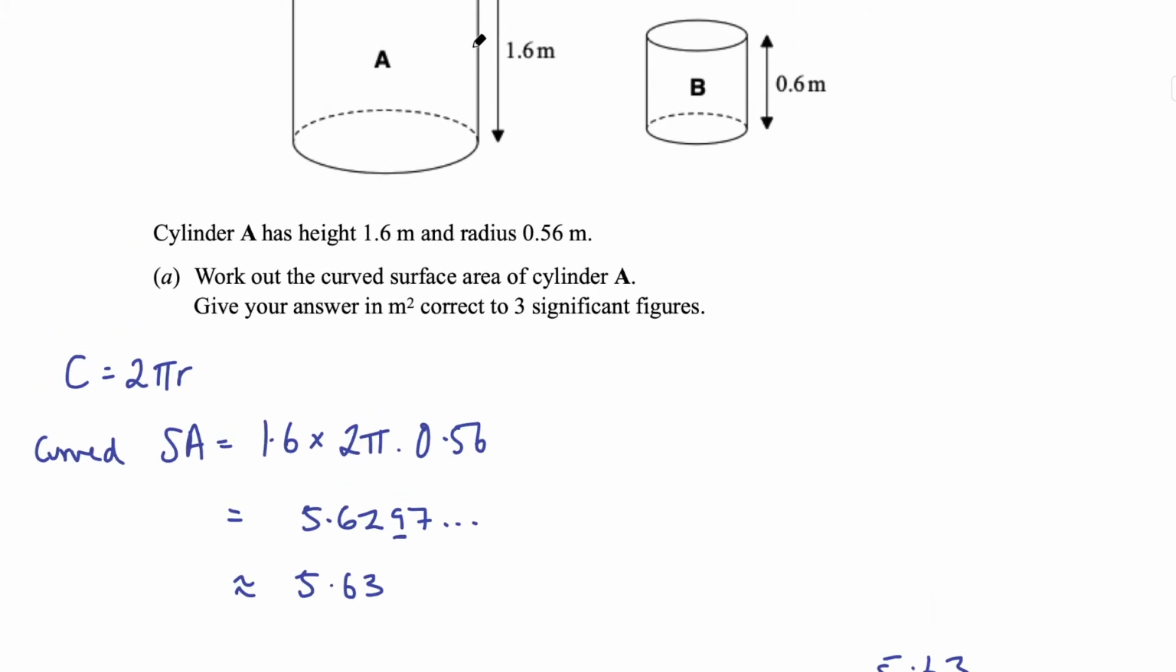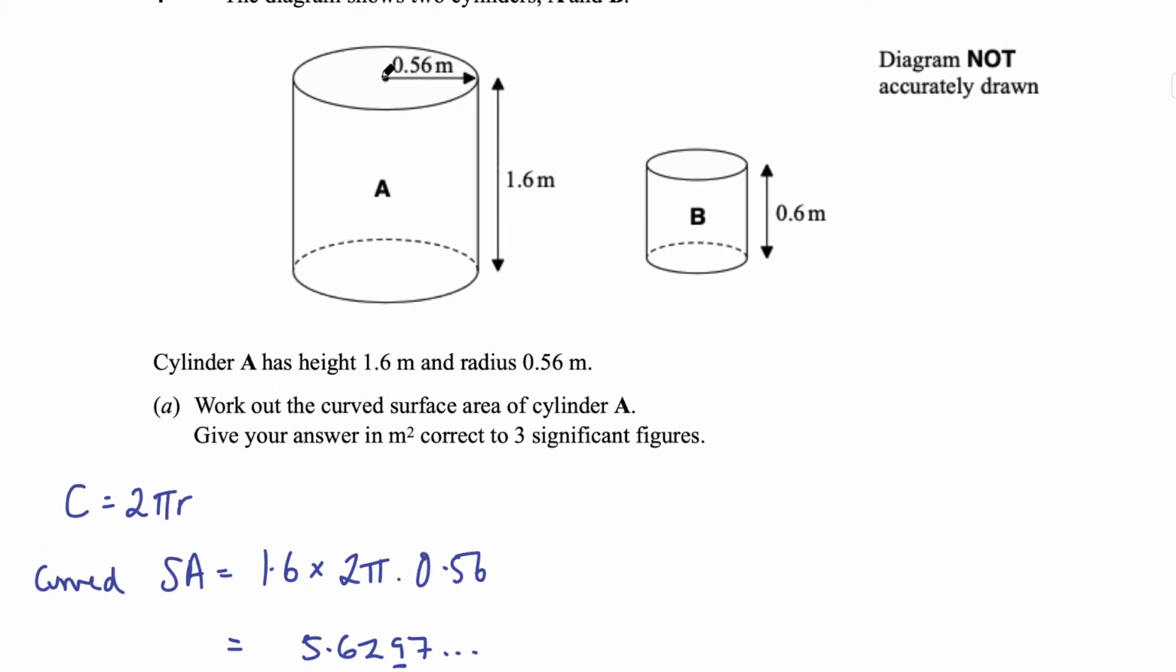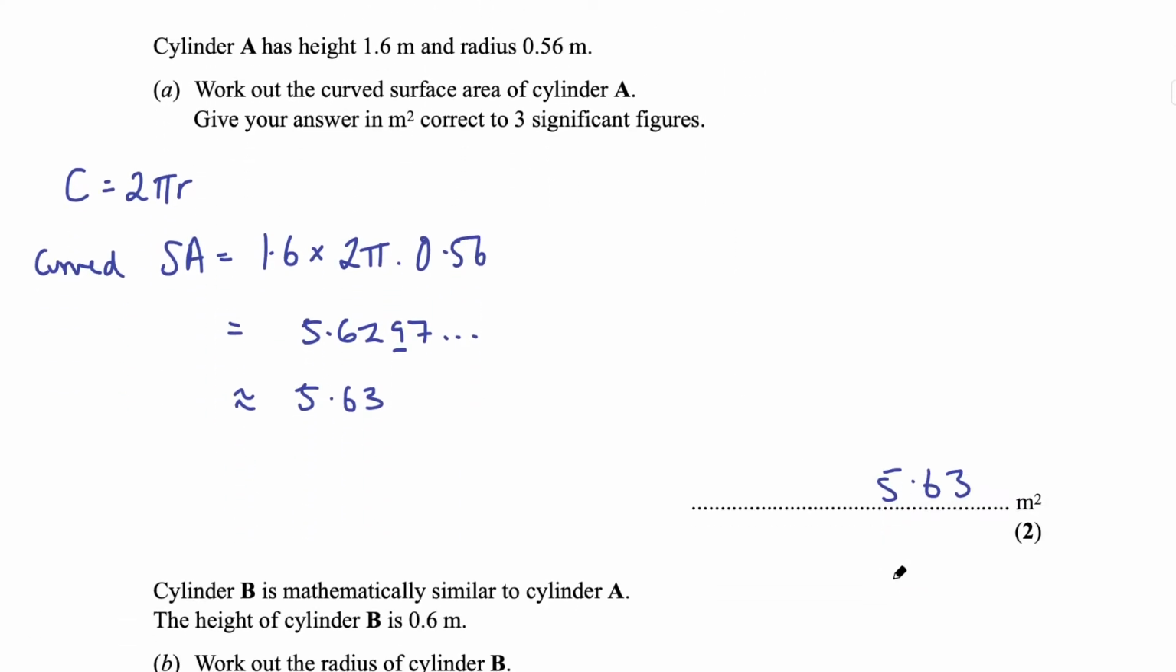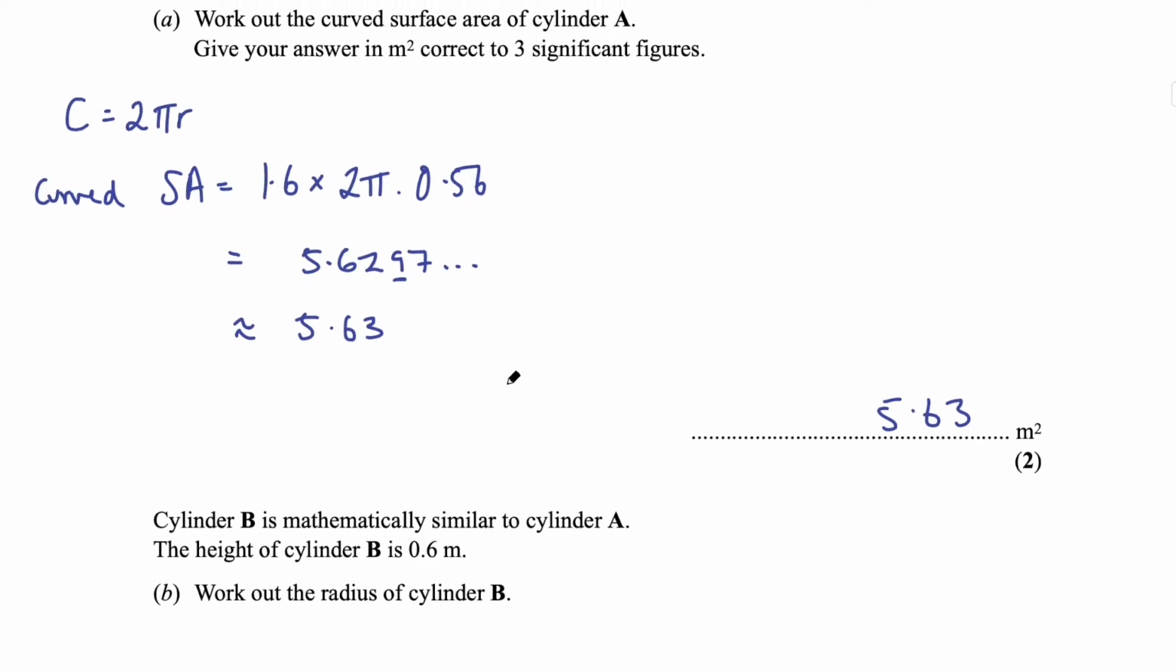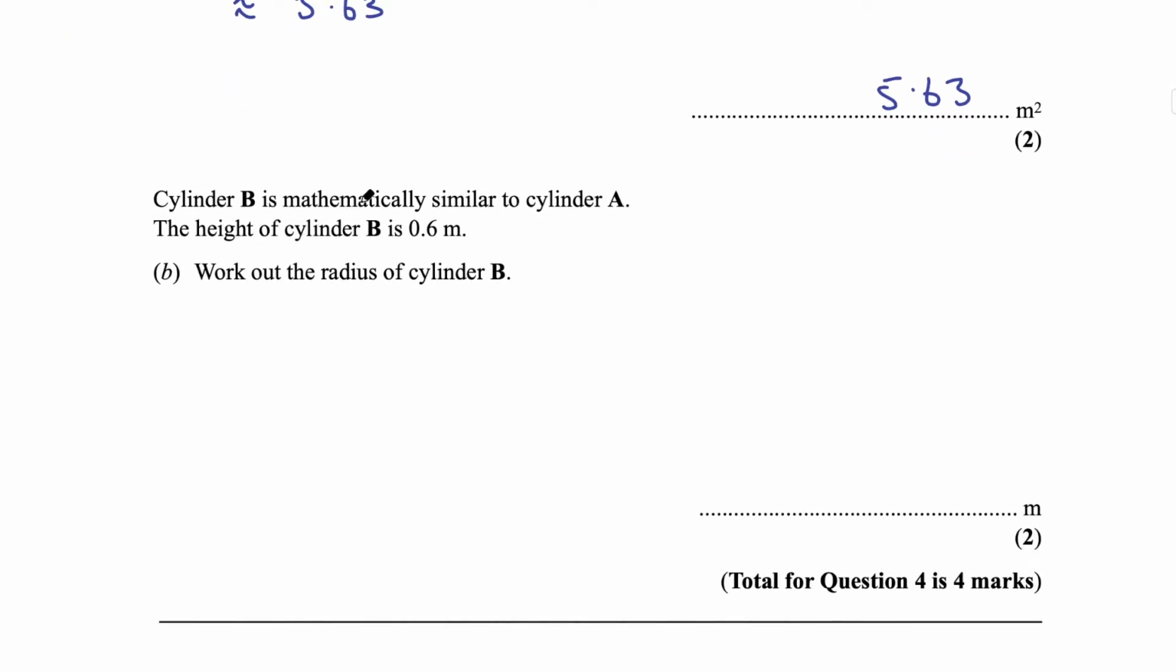Also, always make sure that the units are already in meters. Sometimes they put them in centimeters, and you need to remember to convert them. But they were already in meters, so therefore our answer will be in meters squared. Part B says cylinder B is mathematically similar to cylinder A. The height of cylinder B is 0.6 meters. Work out the radius of cylinder B.